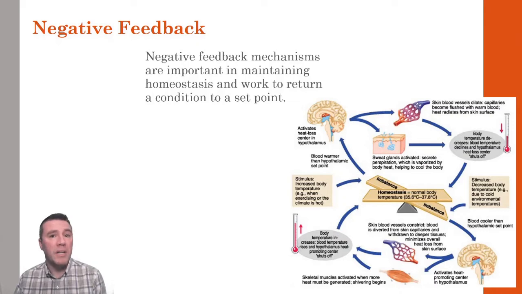Conversely, were body temperature to drop below the set point, shivering and constriction of blood vessels would act to warm up the body and prevent further heat loss. Just as before, the initial stimulus led to a response that works to counteract it.